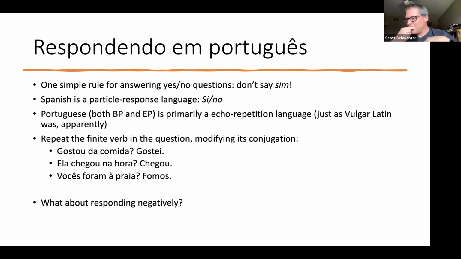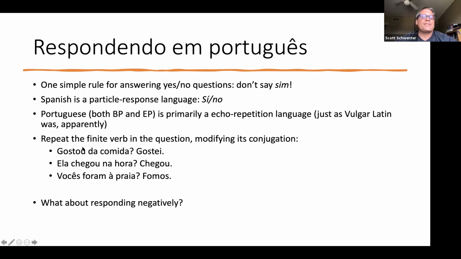But Portuguese, and this is true for both Brazil and Portugal, is what's called an echo repetition language. And apparently vulgar Latin was like this, and this is left over. So, back to Raquel's question about how far things go back. This goes back a long way. So Portuguese decided to conserve this vulgar Latin way of responding. So how do you do it? Well, you have to take the conjugated verb from the question and respond modifying its conjugation.